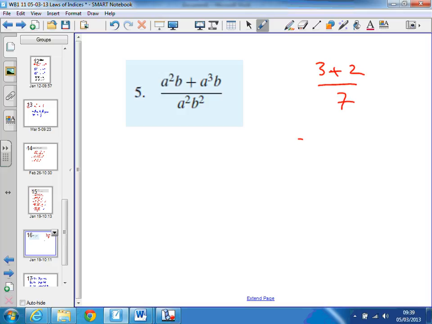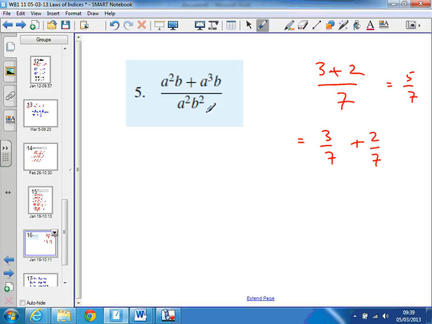I can split this into 3 over 7 plus 2 over 7, because that means the same thing. So 3 plus 2, which is 5 over 7, is the same as 3 sevenths plus 2 sevenths. That's a useful thing to remember to do with fractions. The 7 is effectively distributed, division is distributed over the two things on the top, the 3 and the 2.